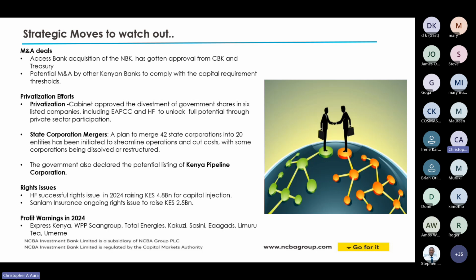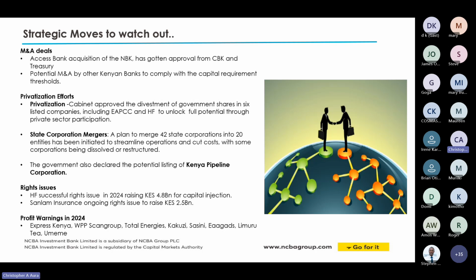And also, there's potential mergers and acquisitions in the banking sector. We have 14 banks that are yet to fulfill the monetary requirement to meet the capital threshold. So wait for that also. And also, we are looking at the government trying to privatize some of their parastatals. So this one we might see some of the parastatals listed on the NSE to end the drought, with Kenya Pipeline Corporation being one of them.